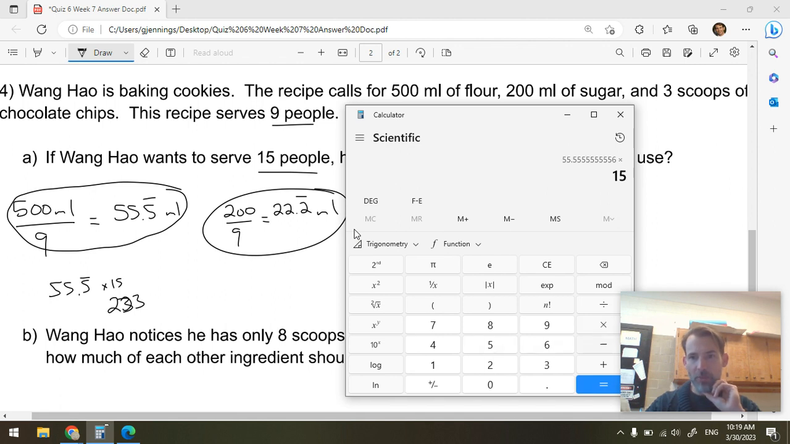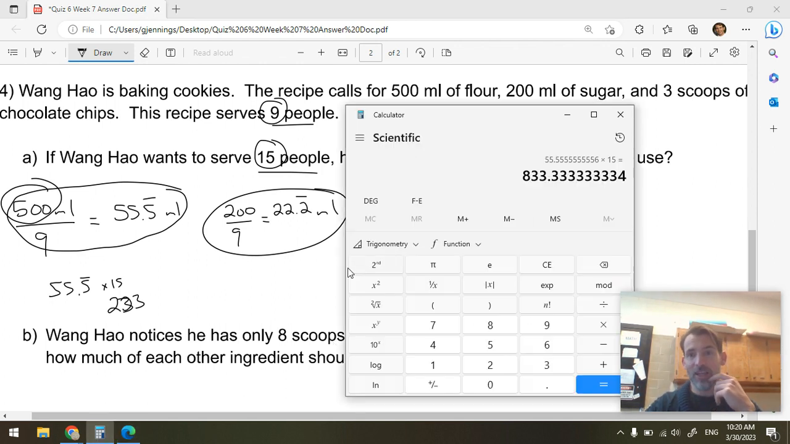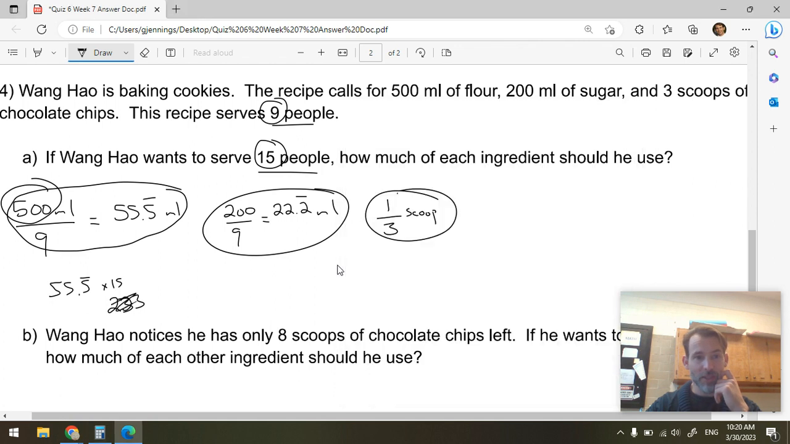And let me tell you how I caught my calculator error, because you want to be doing these things too. I started with a guess. I saw the recipe normally serves 9 people. We want to serve 15 people. And the recipe initially uses 500. I got a number back that was less than that. So that can't be right. So when I did the redo, I have 833. That looks good. So 833 milliliters of flour. That's flour.